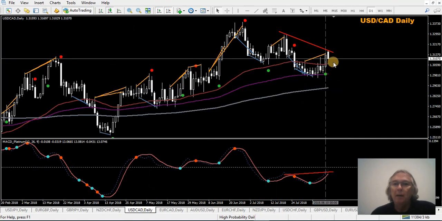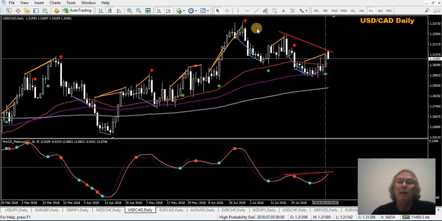USD CAD, nothing doing at the moment. There was a buy signal this morning. I didn't take it, for a couple of reasons. The MACD platinum's not that low, not that far below the zero level. And we also had JAGfx RD bearish divergence, that orange line there. So it's just too high a risk.